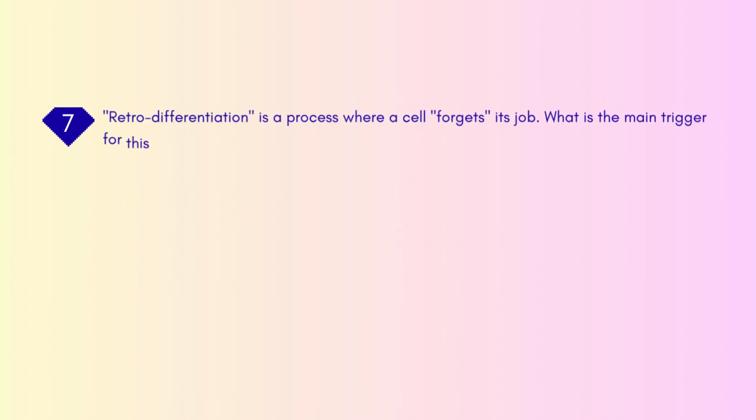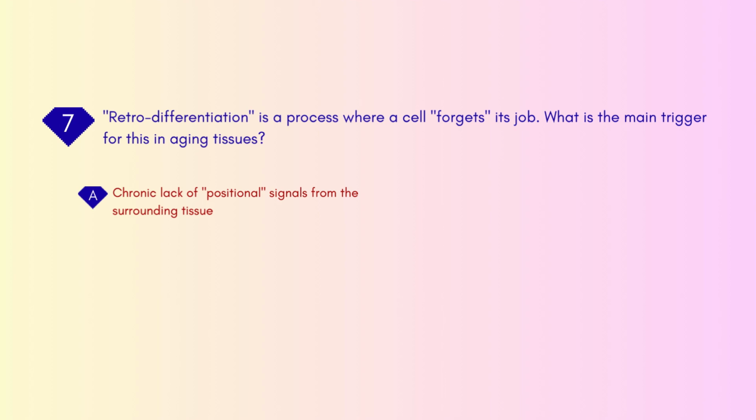Retrodifferentiation is a process where a cell forgets its job. What is the main trigger for this in aging tissues? A. Chronic lack of positional signals from the surrounding tissue. B. Too much exercise.